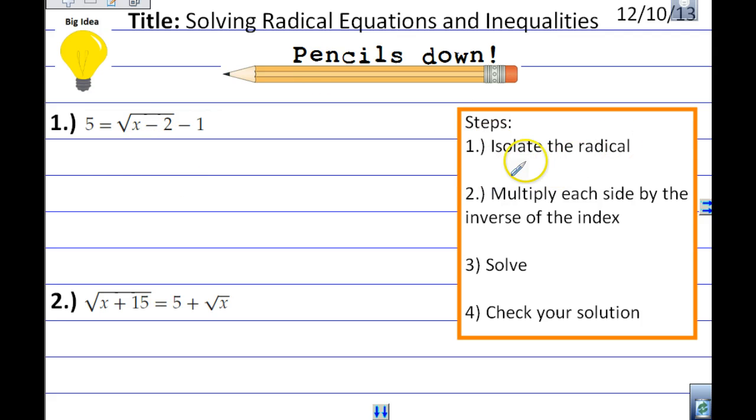I'm always going to get the radical by itself. I'm going to choose the correct number to multiply by. But basically, the easy way of saying this is that if it's a square root, square both sides. If it's a cube root, cube both sides. That's all step 2 means. We're going to solve it, and then we're going to do some checks. Alright, so for instance, isolate the radical. That means get this radical by itself. You get it by itself.